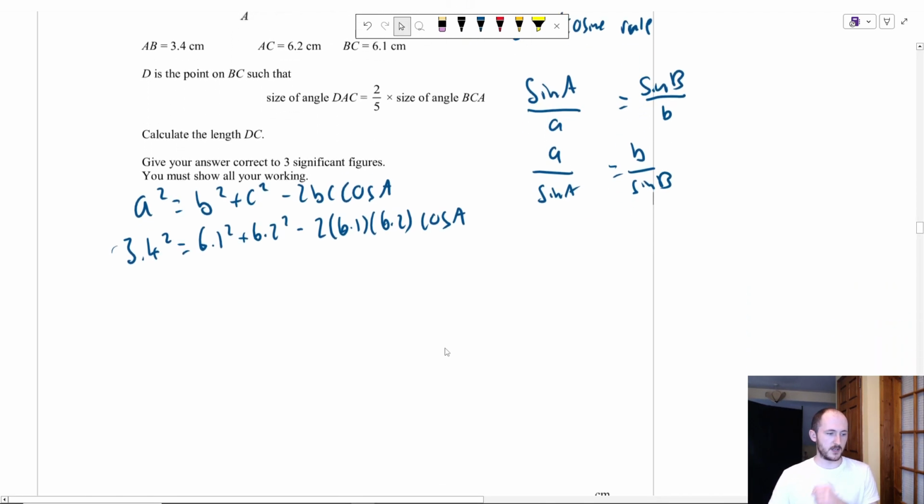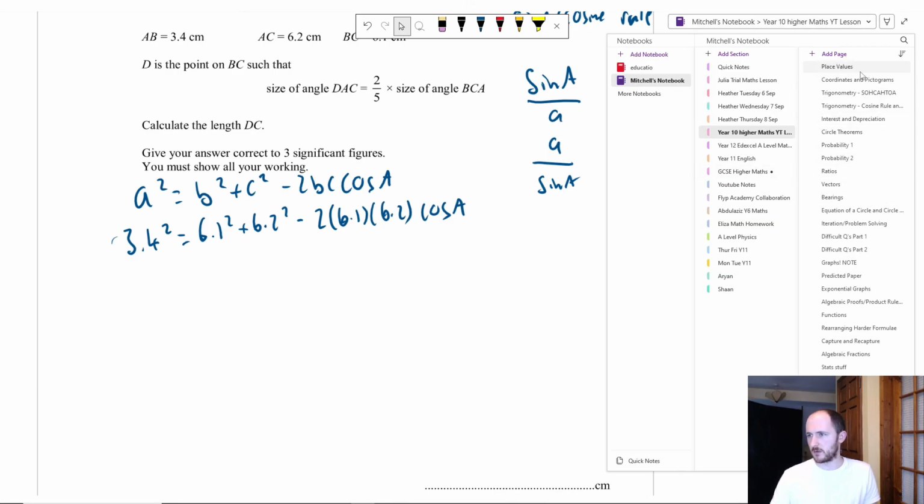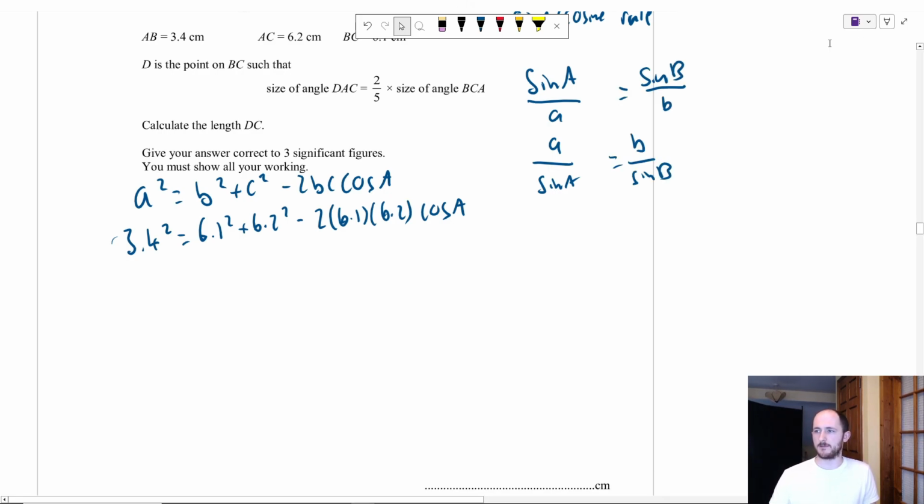I'm so bad at rearranging no matter how much revision I put into it. It is a lot of practice. I can't remember if we did a lesson entirely on it. So these are all the lessons we've done. Yeah, I don't think we did rearranging equations. But oh yeah, we did. Rearranging harder formulae. It should be on the YouTube channel if you go back.